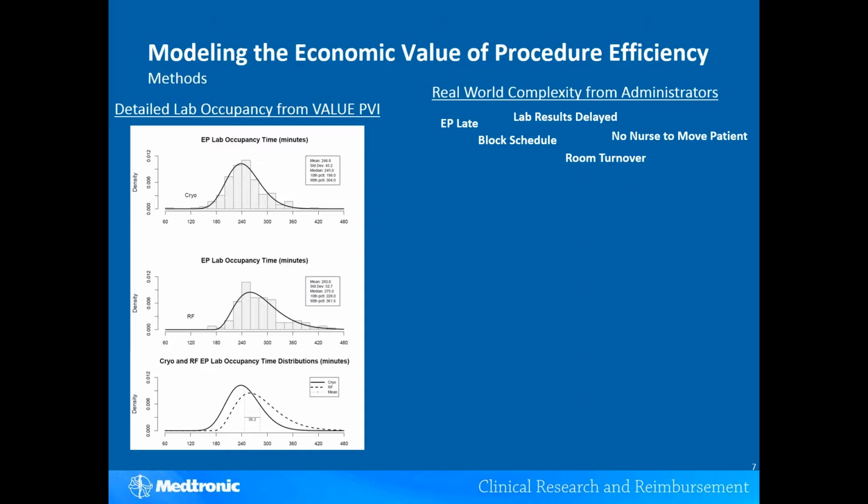So sometimes their EPs, or their electrophysiologists, wouldn't come to the case on time, for good reason, but still late. Sometimes the patient's lab results would be delayed, and they wouldn't be able to start the case until they were finished. Sometimes the room turnover would be complicated, and that would cause problems. Sometimes the patient would simply not be able to get to the room because nurses weren't available to push them there.